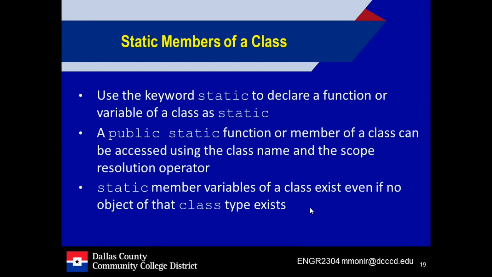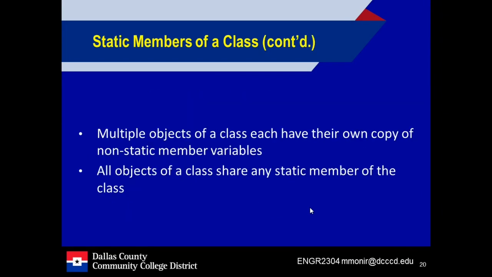Static member variables of a class exist even if no object of that class type exists. Multiple objects of a class each have their own copy of non-static member variables. All objects of a class share any static member of the class. So these are simple points to understand about static members.